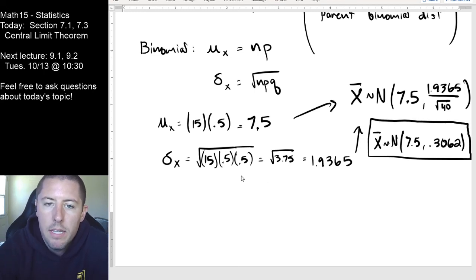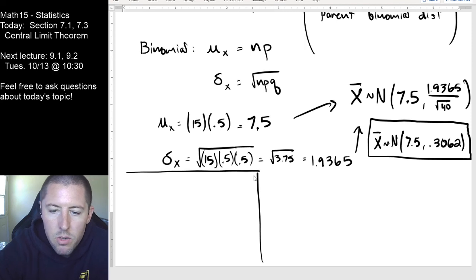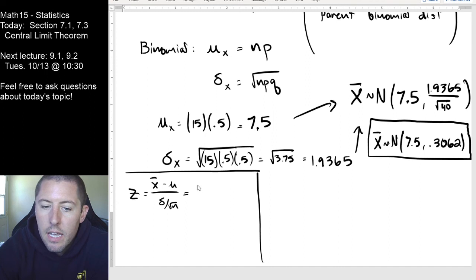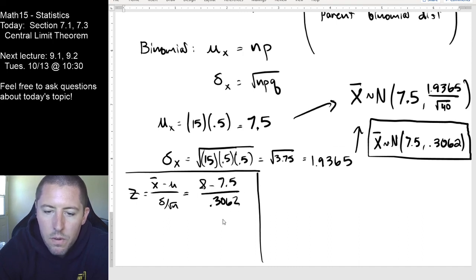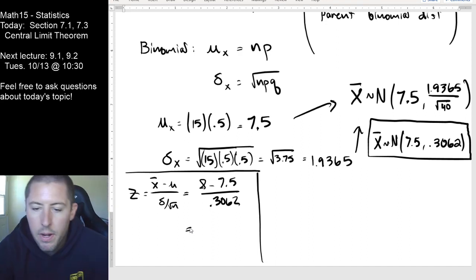And I can now compute things like what is the probability that we're going to see, and by the way, I'm going to do this one both ways right here. Let's compute a z-score for this guy real quick. Our z-score should be x bar minus mu over sigma over root n. Here we are interested in seeing 8 or fewer, right? Our average to be 8. So 8 minus 7.5 divided by this 0.3062. That's going to be 0.5 divided by that decimal, so 1.633.